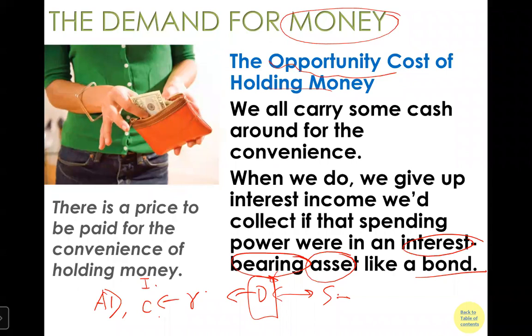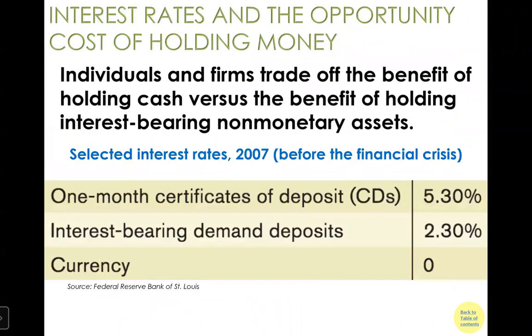So that's the cost. And certainly, the higher the interest rate, the higher the opportunity cost. Furthermore, that is going to reduce the demand for money, and that's how we derive the demand. But to give you a sense of what the opportunity cost is, let's look at some data.